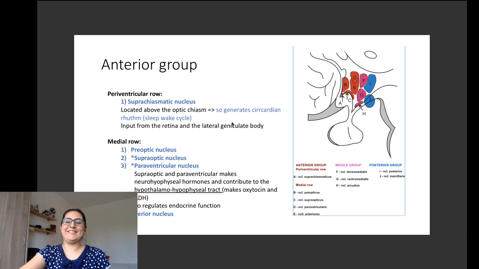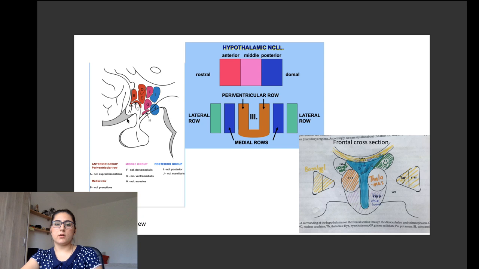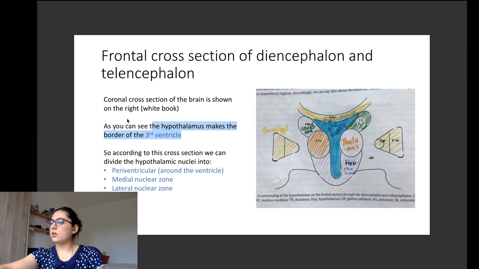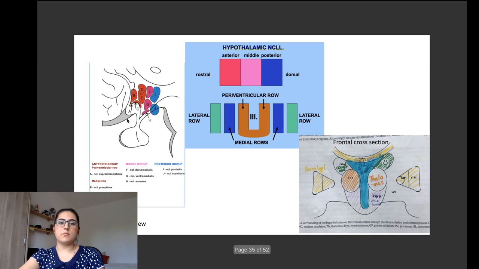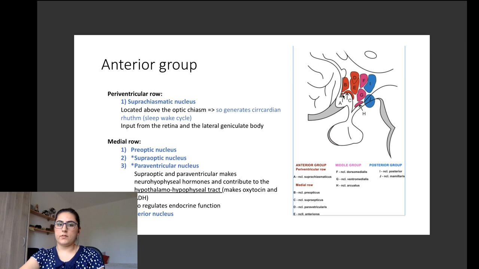Alright, so periventricular row. We said that the closest to the ventricle is called the suprachiasmatic nucleus. Makes sense why we got the optochiasm here. I wonder if I have a better picture. Here, I think. Yeah, well, you're gonna have to just believe me that this is the optochiasm, okay? And since it's literally above the optochiasm, it's gonna be called the suprachiasmatic nucleus. And again, if it's close to my optochiasm, it means that it has something to do with light.